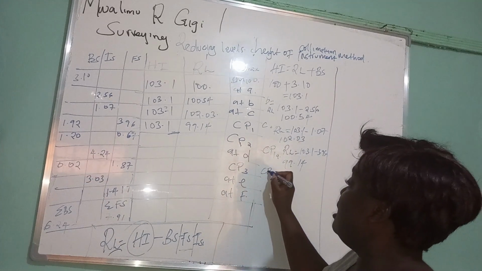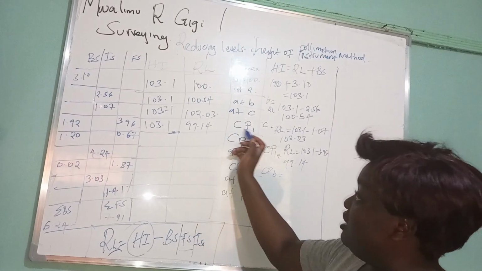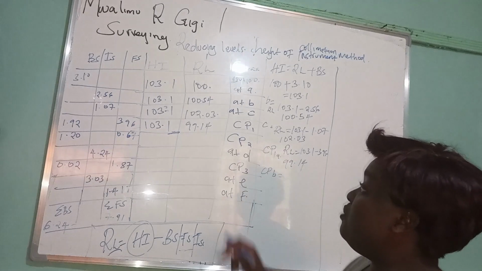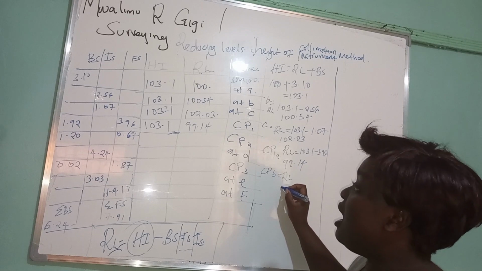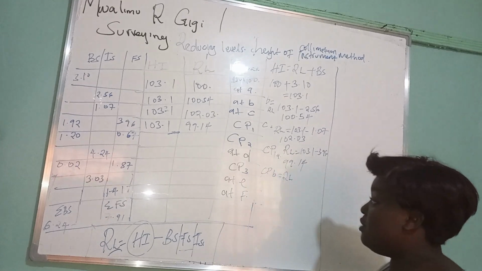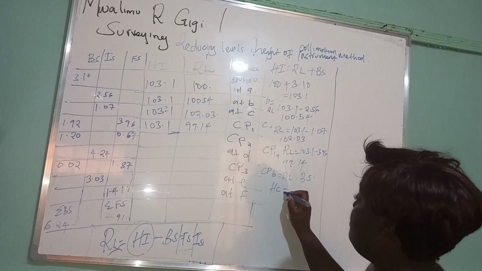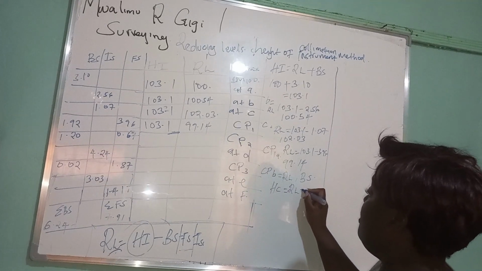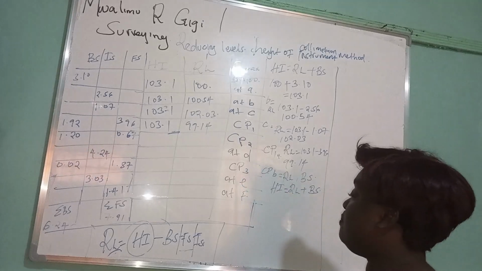And at change point 1B, we want to get the height of collimation, because at a change point we have a foresight and we have a backsight. We have the reduced level and we have a backsight. So what is the height of collimation? It is reduced level plus backsight. So height of instrument is reduced level plus backsight.